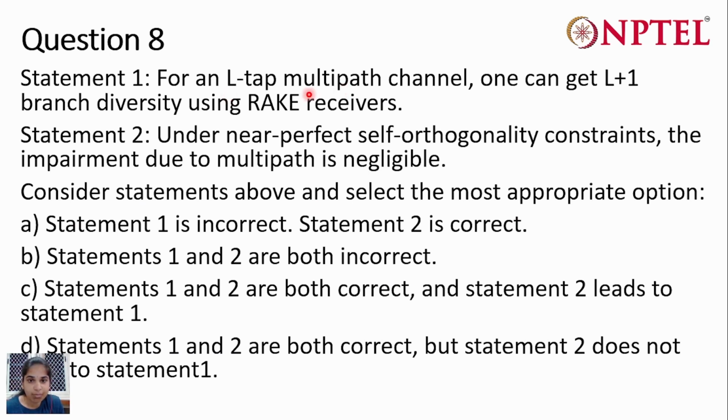For an L-tap multipath channel, one can get L plus 1 branch diversity using rake receivers. Under near-perfect self-orthogonality constraints, the impairment due to multipath is negligible. Which of the statements are correct? So you saw about rake receivers.